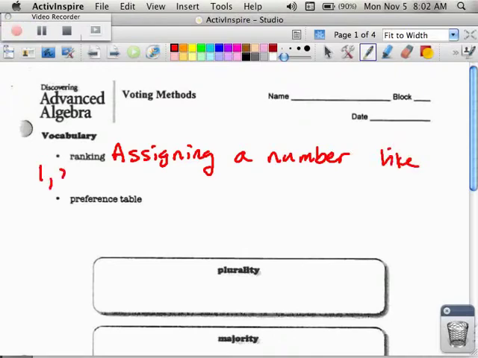Generally speaking, it's like 1, 2, 3. Meaning, for example, if I asked you what your favorite ice cream was, you'd say my number 1 ice cream might be vanilla. My second favorite would be chocolate. And then maybe my third favorite is strawberry, so on and so forth. To each item on the ballot.